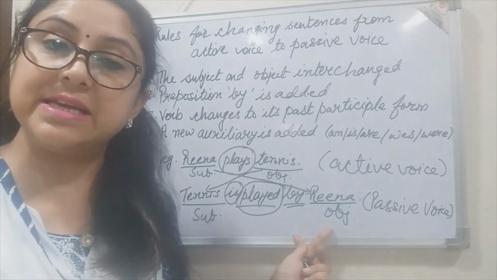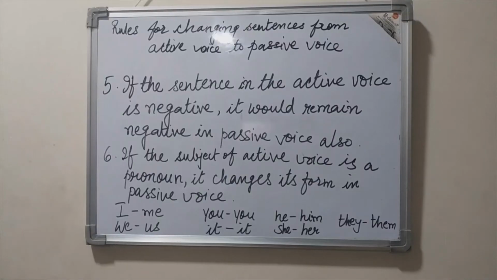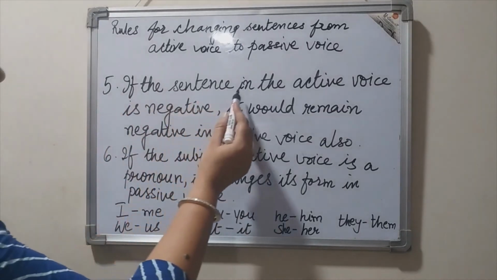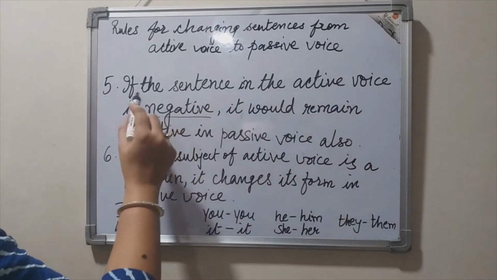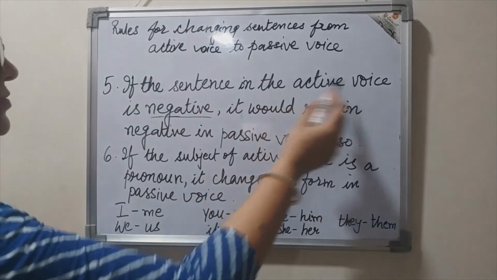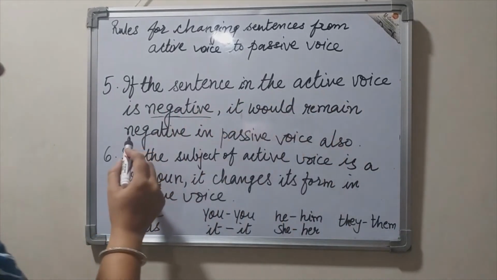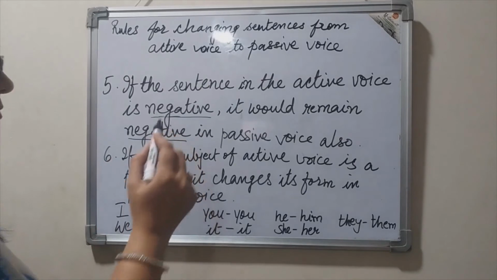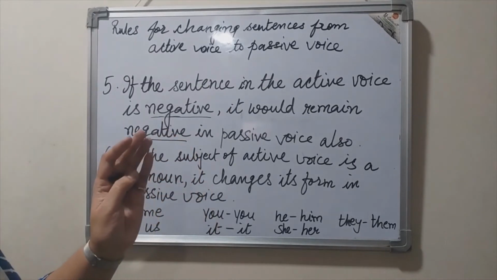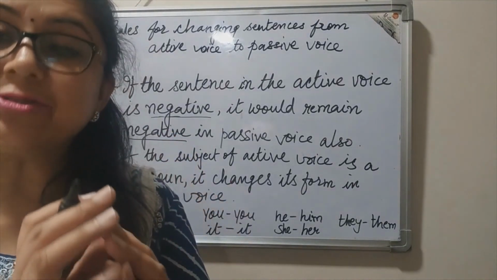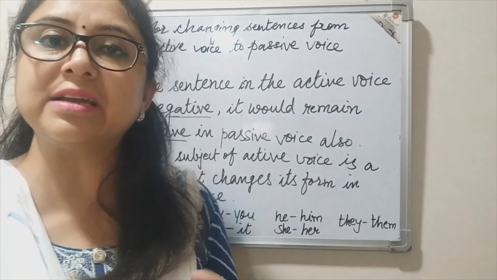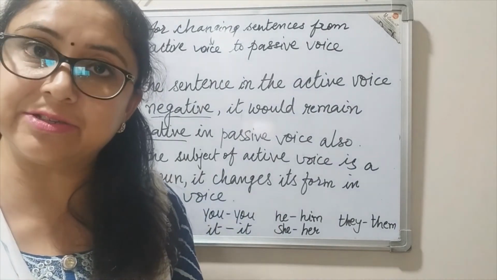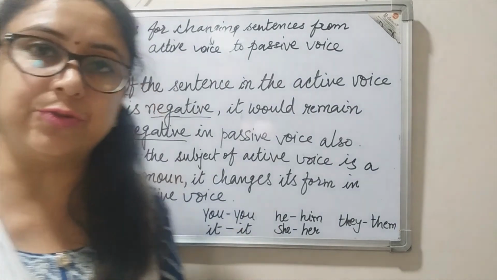Now let us further see the other rules. Next is rule number 5, which says if the sentence in the active voice is negative, it would remain negative in passive voice. So, if the sentence of the active voice is negative, in passive voice, it's not that it will change into a positive sentence, right? It would remain negative only.